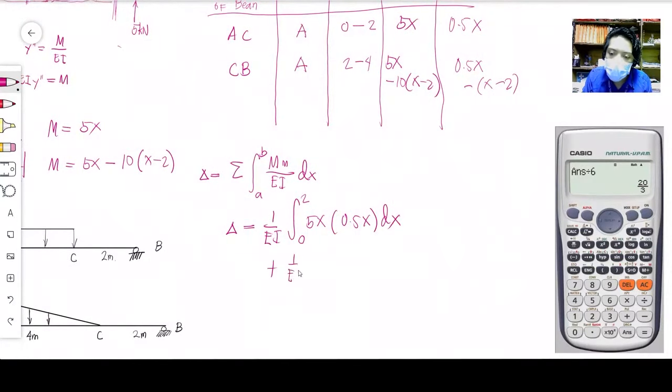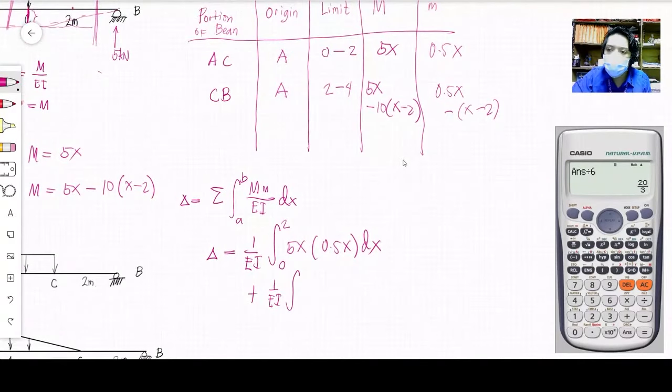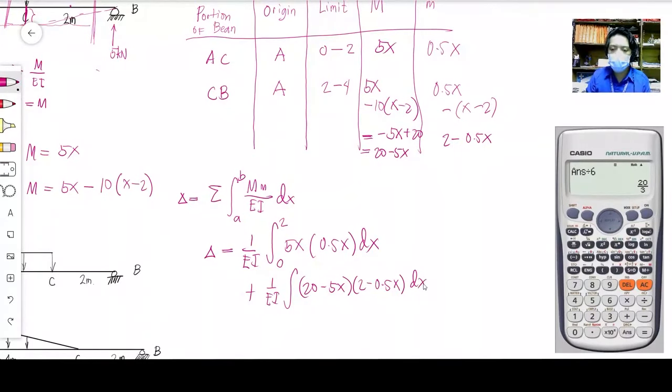Plus 1 over EI, the integral of capital M. Let me simplify this one. This is equal to 5x minus 10x, that is negative 5x plus 20. Or if I rewrite this, this is 20 minus 5x. And the small m is 2 minus 0.5x dx. The limit is from 2 to 4.